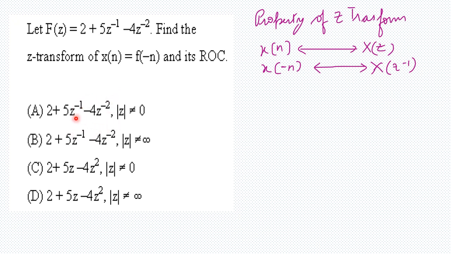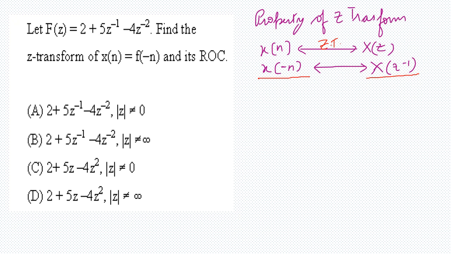The property that we can use for this is: if x of n has a Z transform of x of z, then x of minus n will have a Z transform of x of z inverse. So if you have x of n whose Z transform is already given, and you need to find the Z transform of x of minus n, you just substitute z with z inverse. So first we'll find the Z transform.